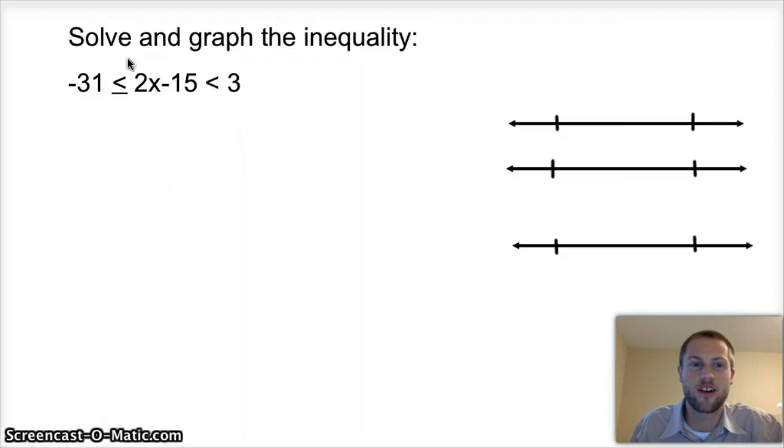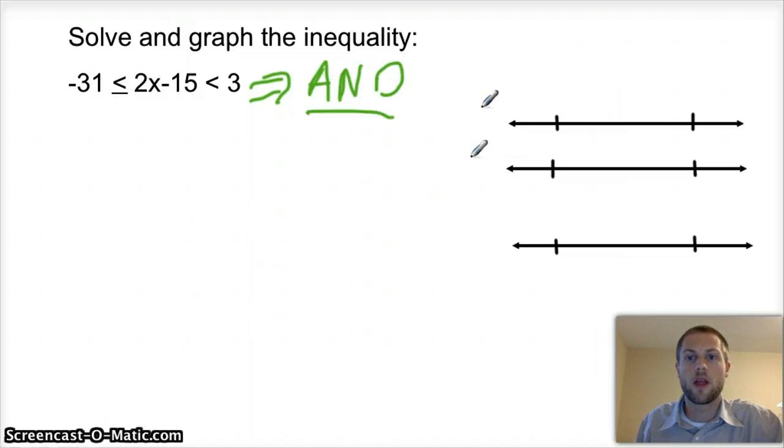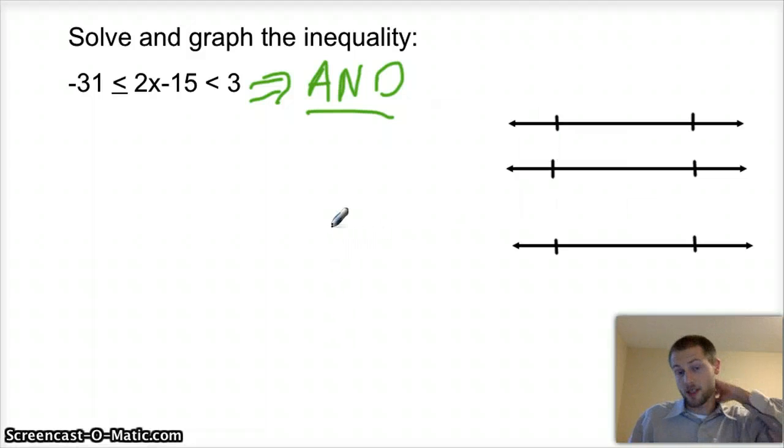What we're going to do with this problem is solve the inequality and graph. We have a compound inequality: negative 31 is less than or equal to 2x minus 15, which is less than 3. That tells me right off the bat that I have an "and" compound inequality. That will come into play later when we're graphing, but it's something to take note of.